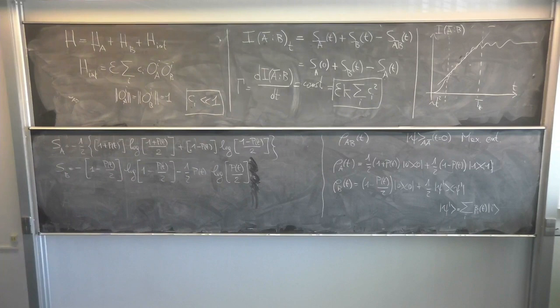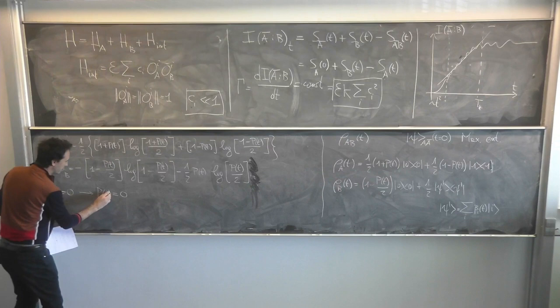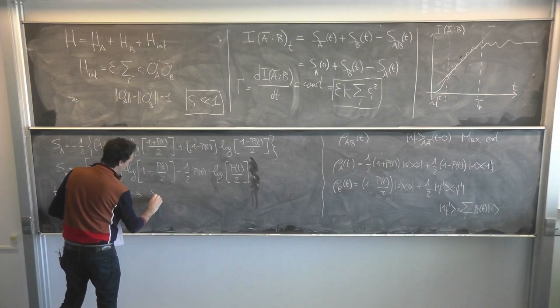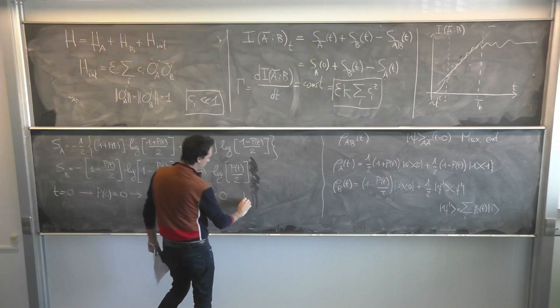Now, if you look at this expression for t equals 0, you can immediately check that if you assume that at the initial time the probability at time equals 0 is 0, then the entropy of A is log 2, as it should be. This was just a single qubit. And the entropy of B is 0, as it should be, because B is not correlated with anything initially, so that the initial mutual information between A bar and B is 0.